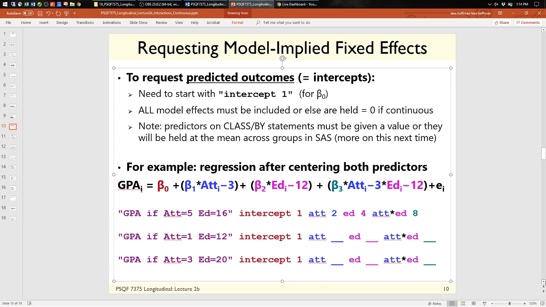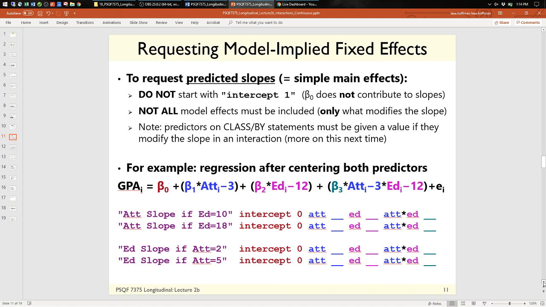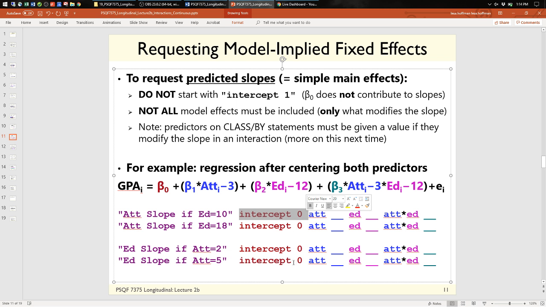Next, practice getting predicted slopes. So, the model has been centered: attitudes 3, education 12. Now we're asking for simple slopes for different levels of the interacting variable. Note I have helped you out here by saying intercept 0 for all of these because we are talking slopes. What goes here? I want the attitude slope if education is 10.